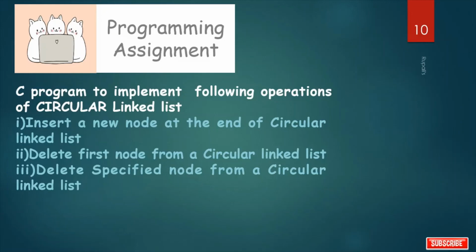So this is your programming assignment. Write a C program to implement the following operations of circular linked list. Insert a new node at the end of circular linked list. Delete first node from a circular linked list and delete specified node whose info is given from a circular linked list.